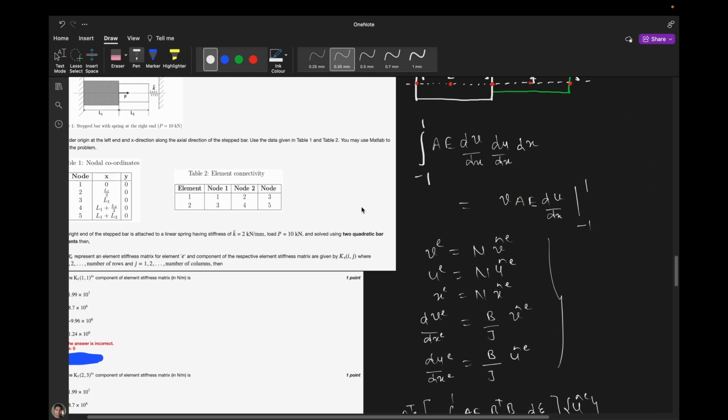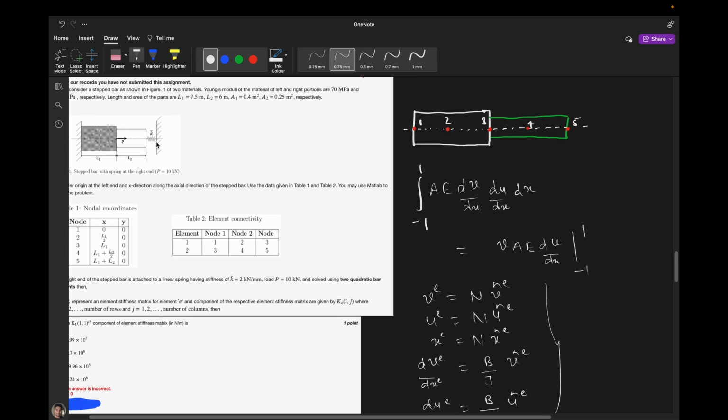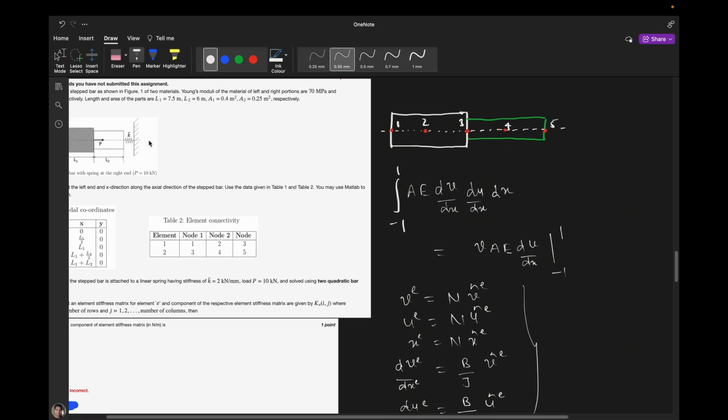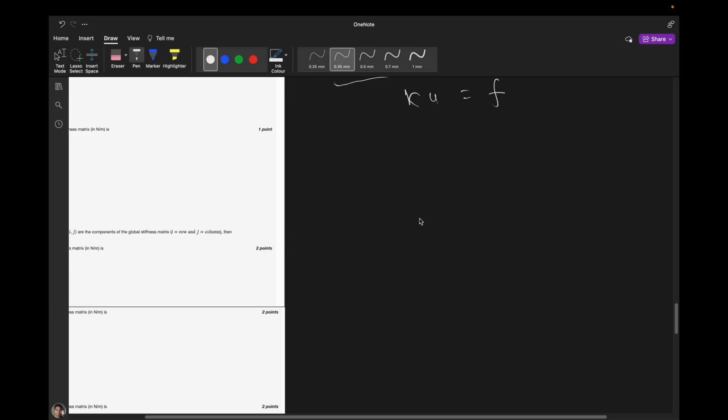but the different condition here, we already saw that this node 5 is actually connected with the spring. So suppose at node 5, I'm considering u5 is greater than 0. If u5 is greater than 0, which means that this spring will be compressed, and at the same time, because of Newton's third law, this spring force Fs will also act on this bar element.